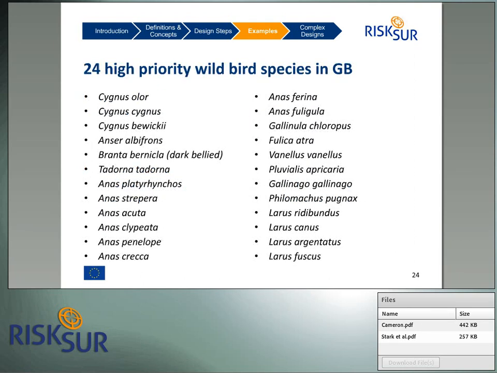Here is a list of the 24 high-risk species for Great Britain, based on both their susceptibility and behavior. Of course, this list will vary from each country and will depend on the availability of data on wild bird occurrence. The following slides all focus on Great Britain, where this risk assessment was conducted and used.